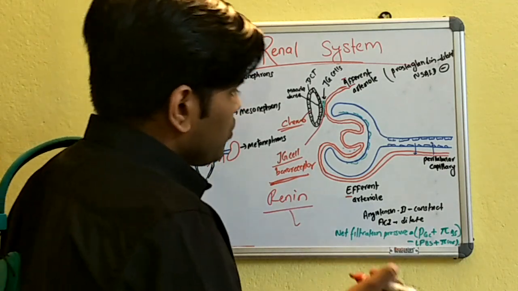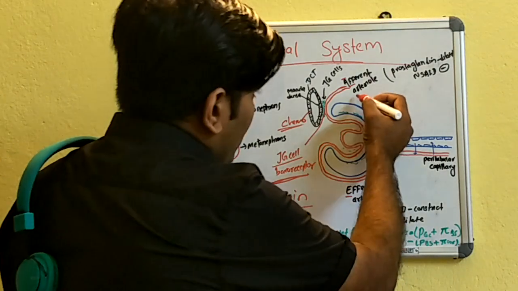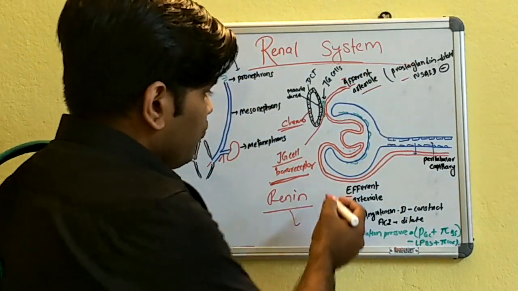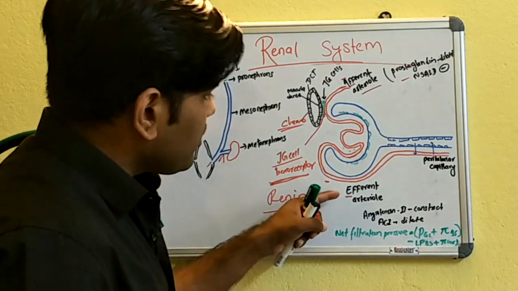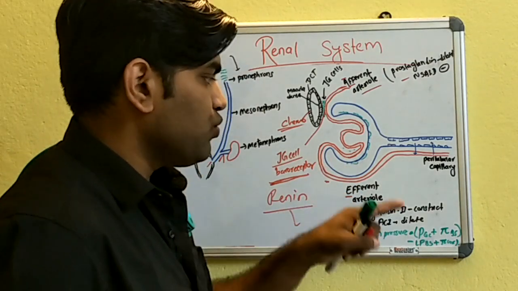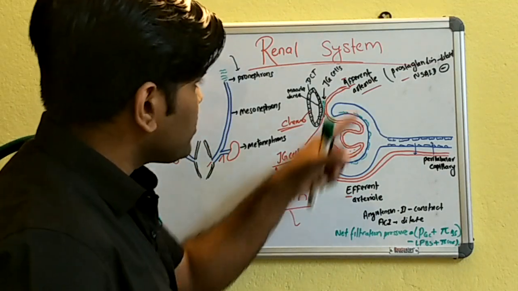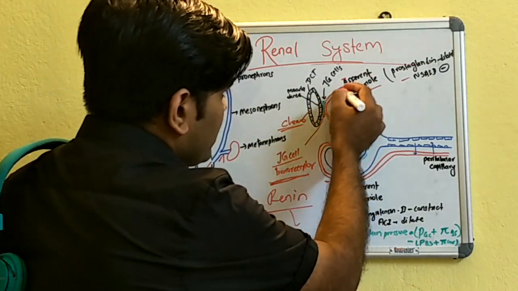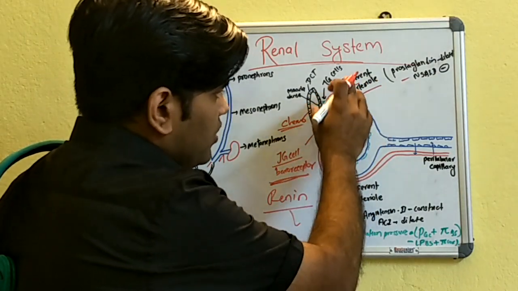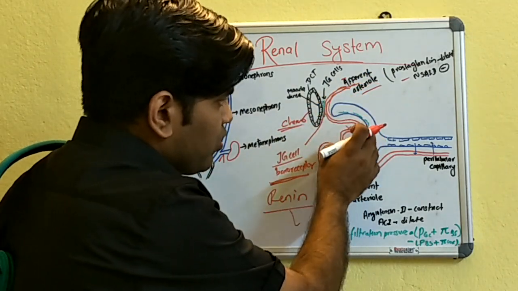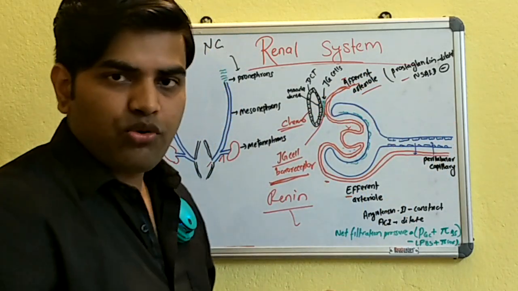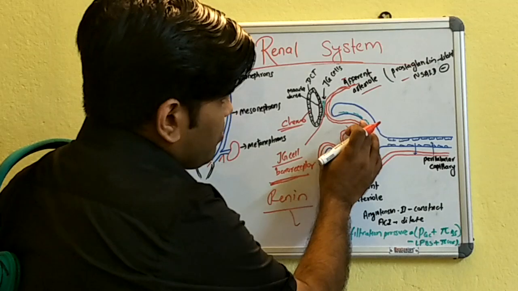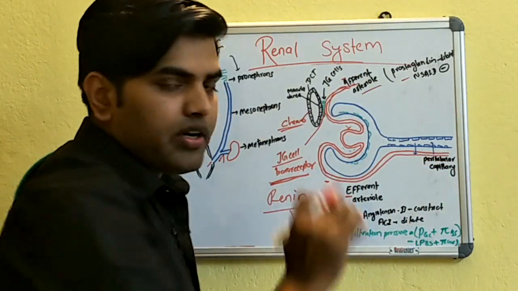Now you should also know one more thing: the afferent arteriole is usually dilated by prostaglandin, and the efferent arteriole is usually constricted by angiotensin 2 present in your body. When the afferent arteriole is dilated, more blood comes, more renal blood flow, more GFR, more filtration fraction. If the efferent arteriole is constricted, there is also more pressure and more GFR, but renal blood flow will decrease.